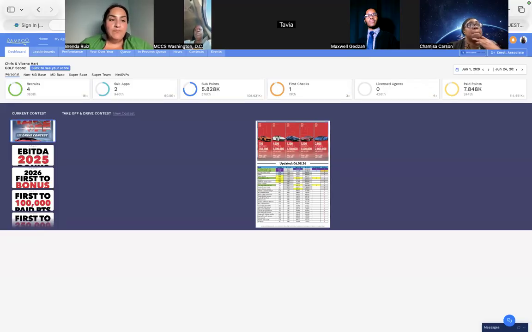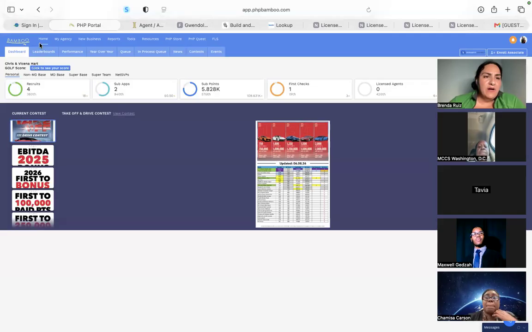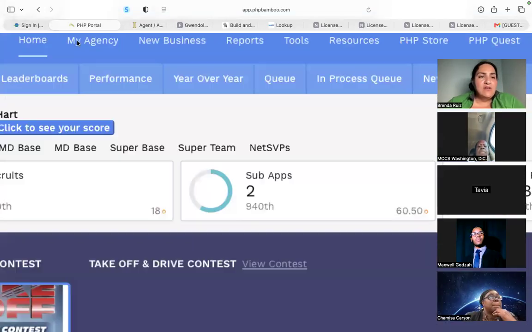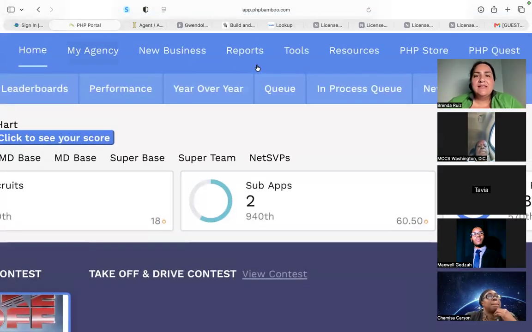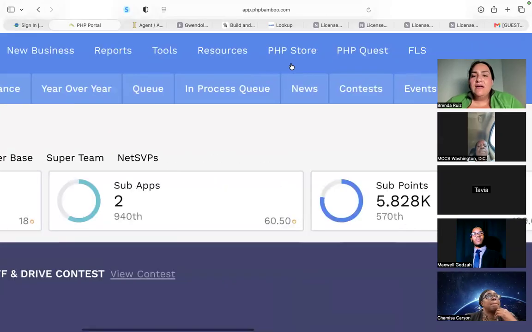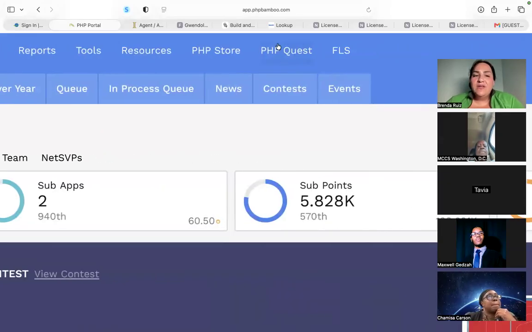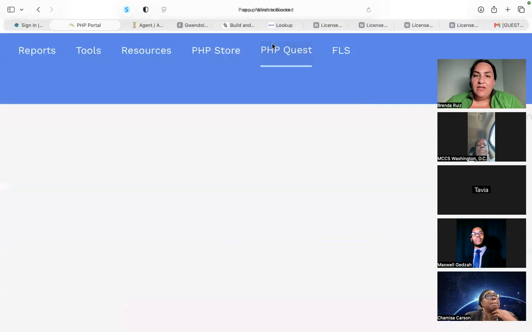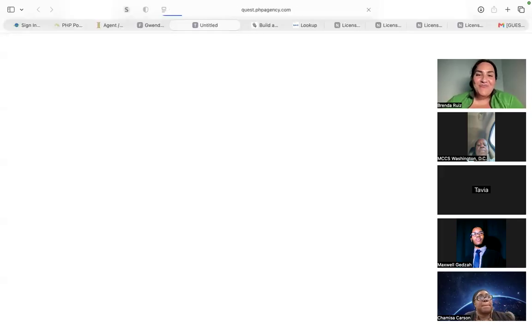Okay. So, one of the resources you can use is the training platform called Quest. All right. You see across the top here, there's different tabs, right? There's home, my agency, new business. You go all the way down here and you see one that says PHP Quest. Okay. You click on that. If you have a pop-up blocker on, you may need to disable it, but if you click on that, it should take you to this website here. And this website, guys, it's our training platform.